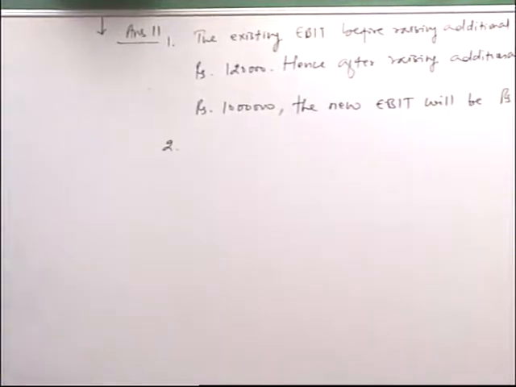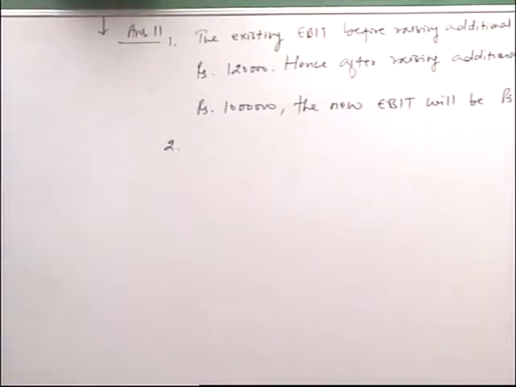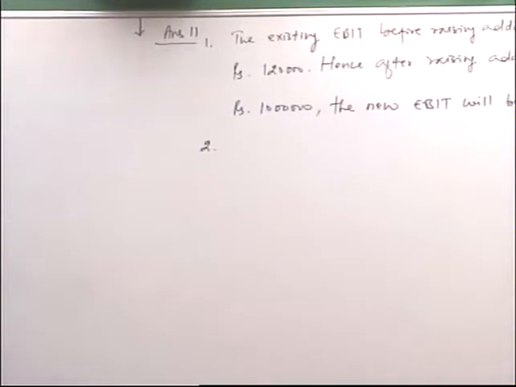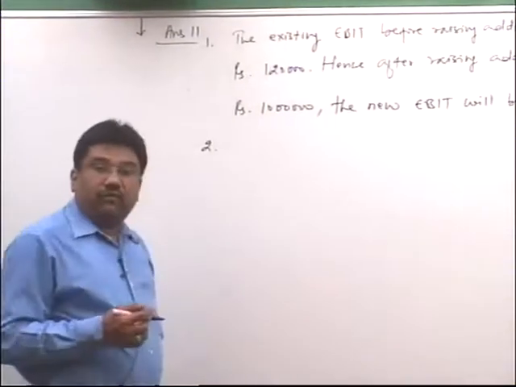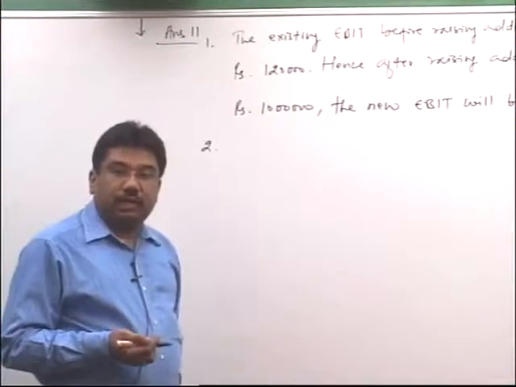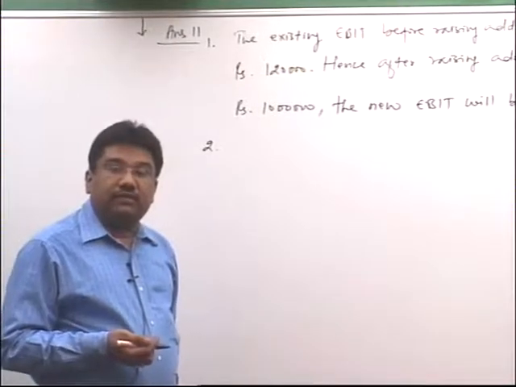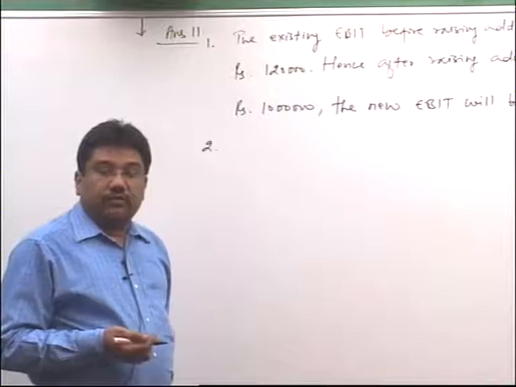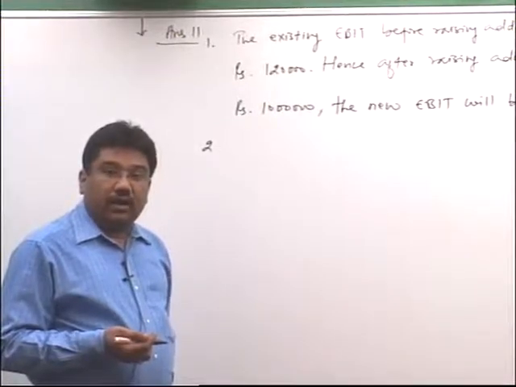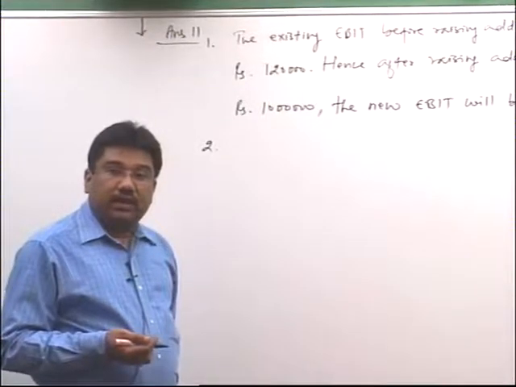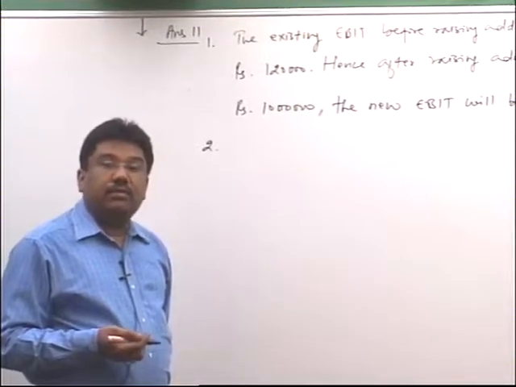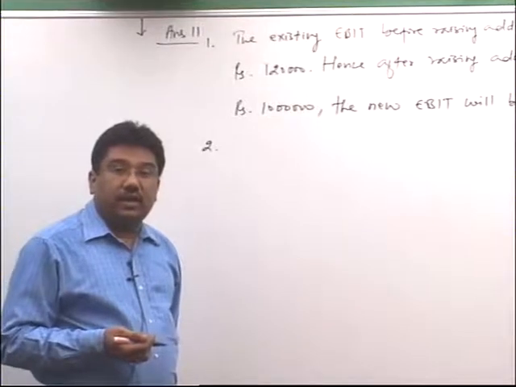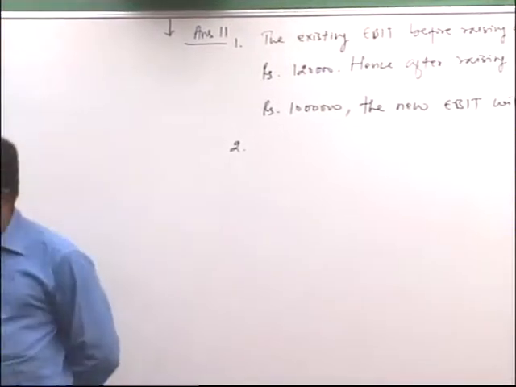Now see, the question is which financing plan the firm should select. So, the firm should select that financing plan under which the EPS is maximum. So, first of all, we will find out the EPS of the company under all the 4 financial plans, and thereafter we will select that financial plan which gives maximum EPS to the company.